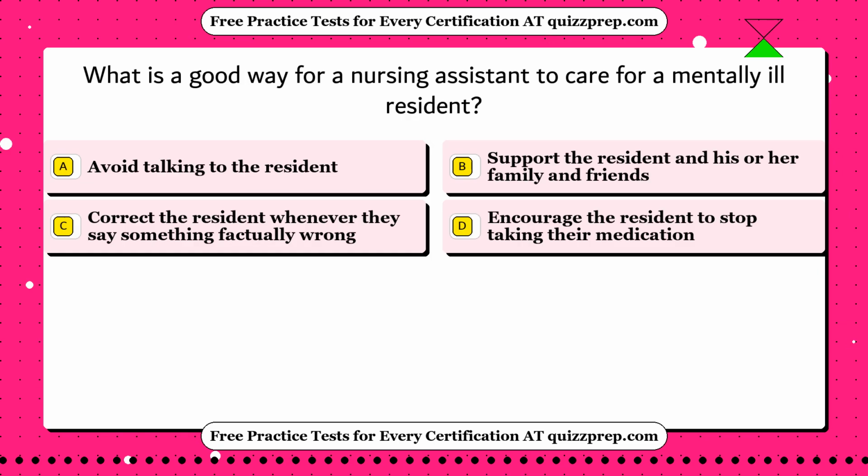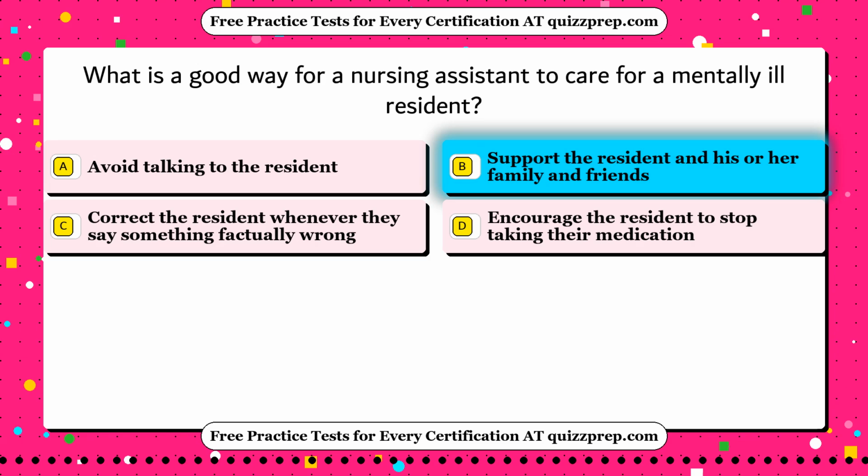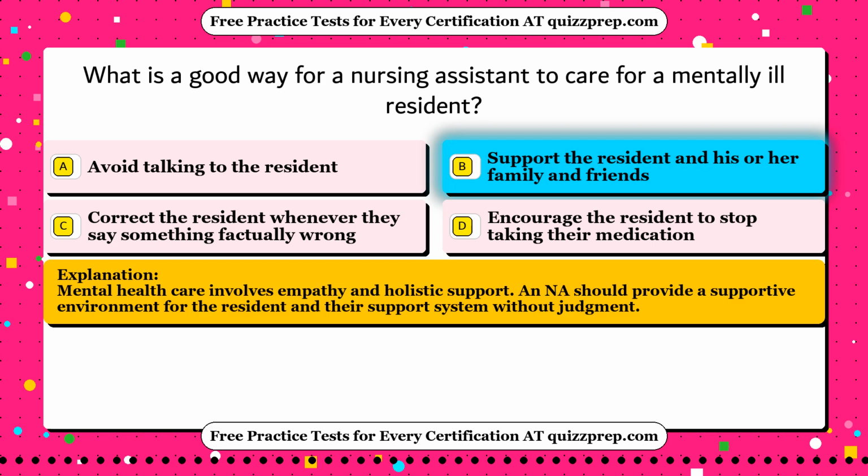Question 94. What is a good way for a nursing assistant to care for a mentally ill resident? Option A. Avoid talking to the resident. Option B. Support the resident and his or her family and friends. Option C. Correct the resident whenever they say something factually wrong. Option D. Encourage the resident to stop taking their medication. The correct answer is option B. Support the resident and his or her family and friends. Mental health care involves empathy and holistic support. A NA should provide a supportive environment for the resident and their support system without judgment.